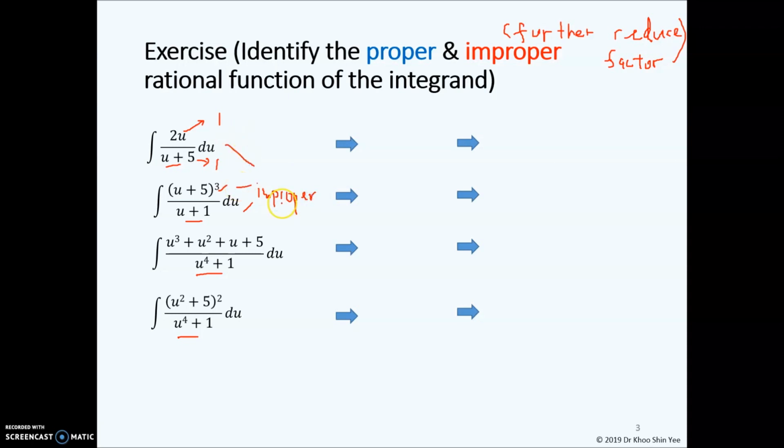So far we have two cases that are improper. Then for this case, the highest degree is u cubed at the top and u to the power of 4 at the bottom. So this is the proper type, and we cannot further reduce it, because it's already the proper type. For this one, u to the power of 2 and to the power of 2 here, in total you get u to the power of 4. So the maximum degree is 4 at the top, and at the bottom is 4 as well. So this one we can further reduce, which is improper type as well. You can see this is the highest degree.